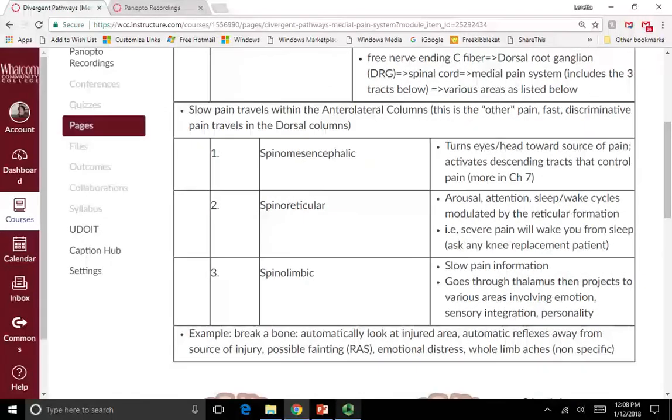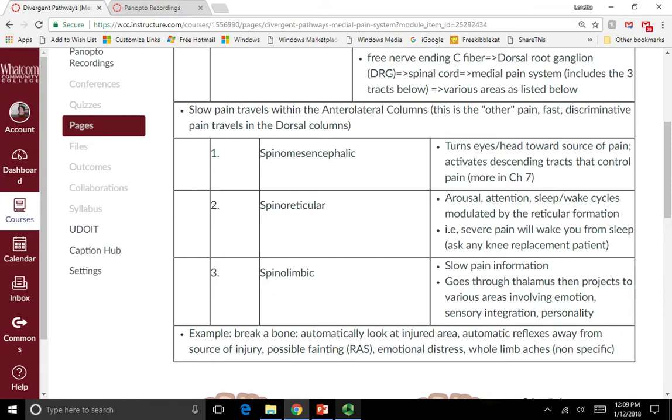So the three different tracks in the divergent relay pathways are the spinomesencephalic, spine to midbrain. It functions to turn the head and eyes towards the source of pain and activates descending tracts that control pain. To be continued in Chapter 7. The spinoreticular tract involves arousal, attention, and sleep-wake cycles modulated by the reticular formation, going from the spine to the reticular formation, just like the name tells you. It's severe pain waking you up from sleep. Ask any knee replacement patient, they'll tell you.